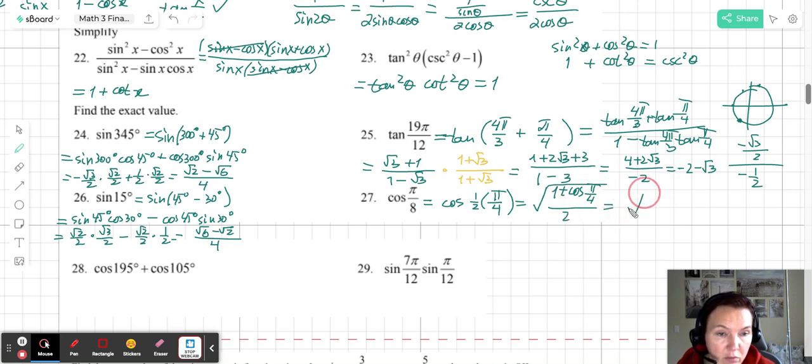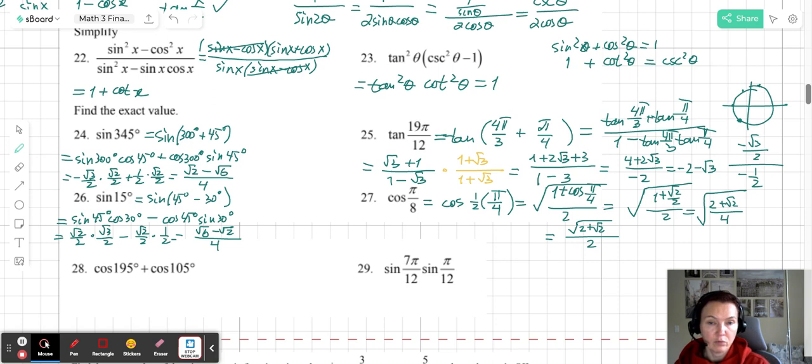So we have square root of 1 plus root 2 over 2 all over 2. And we're simplifying it to get 2 plus root 2 all over 4, square root of that, which is going to give us square root of 2 plus square root of 2, like this, over 2. So we can get it in this form as well.